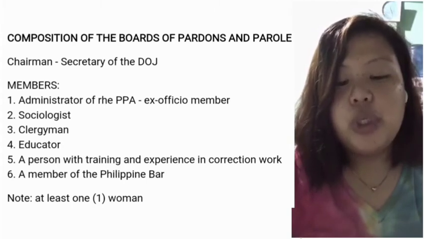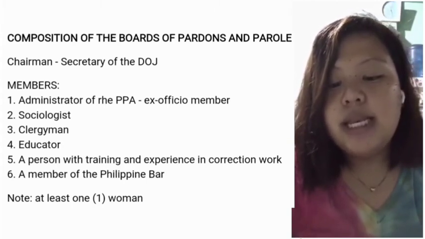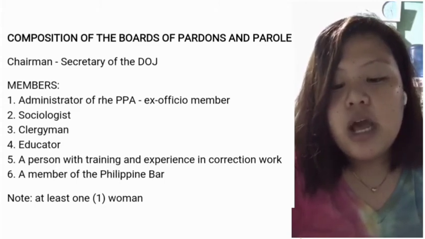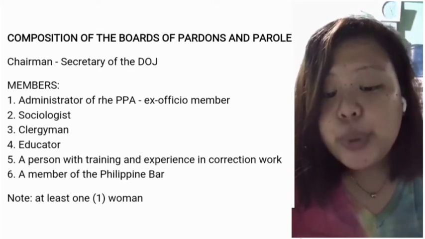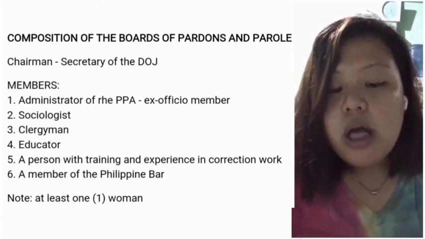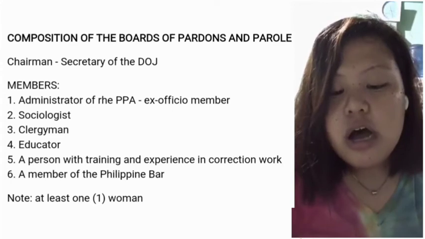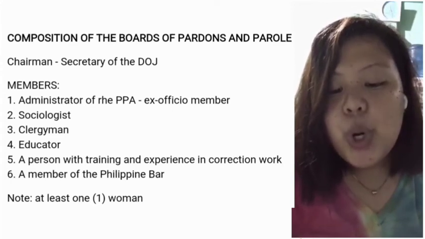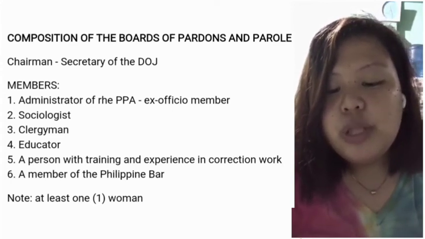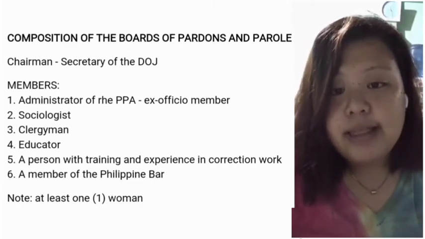Constitution. 4, educator. 5, a person with training and experience in correction work. 6, a member of the Philippine Bar. Note, at least one woman. These are the persons who decide whether the parolee is qualified.